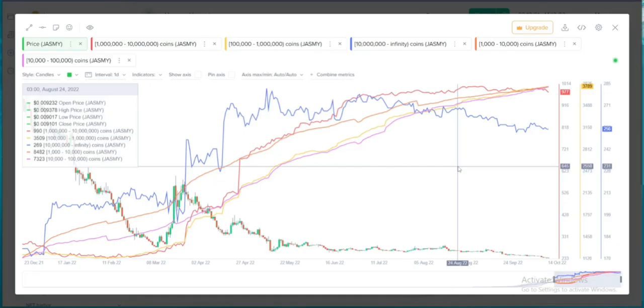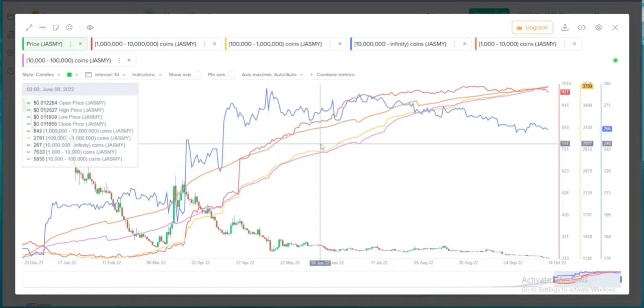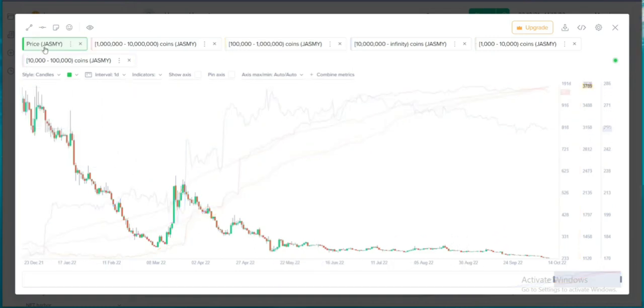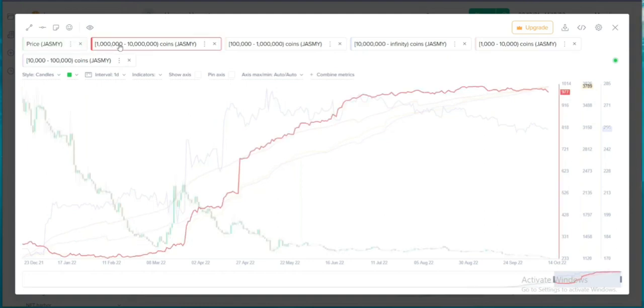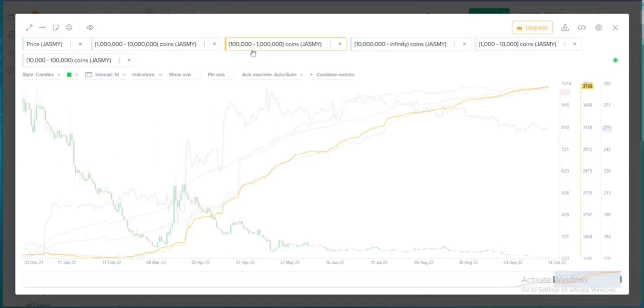Now, this metric is one that is really interesting. Don't worry about the lines, I'm going to explain each and every single thing. Basically, what we have right here is the price, the Jasmy price set, and the number of addresses that hold a certain number of Jasmy coins, right? For example, this line that I have on the screen right now shows the number of addresses that have at least 1 million Jasmy tokens up until 10 million. And we also have this group right here, and they've got, I think, 100,000 up until 1 million.